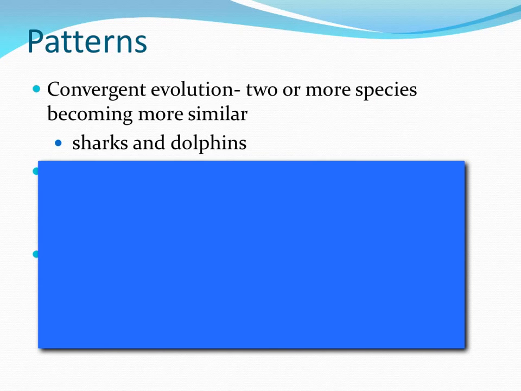Remember, con means together, so these are two or more species evolving to become more similar to each other. So for example, sharks and dolphins. We've been talking about how dolphins, which are types of whales, originated as a wolf-like ancestor or something to that effect. So you have a wolf over here evolving this way towards a whale, and you've got fish evolving more towards the shark, and they're becoming more and more similar. They're coming together in similarity.